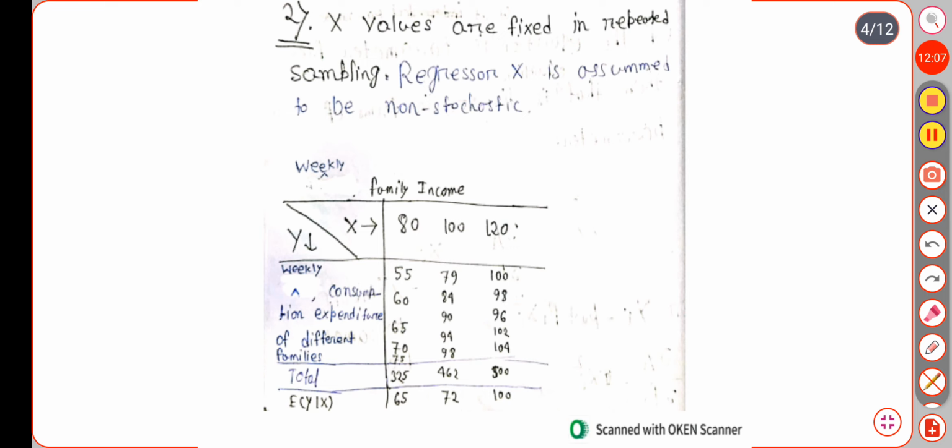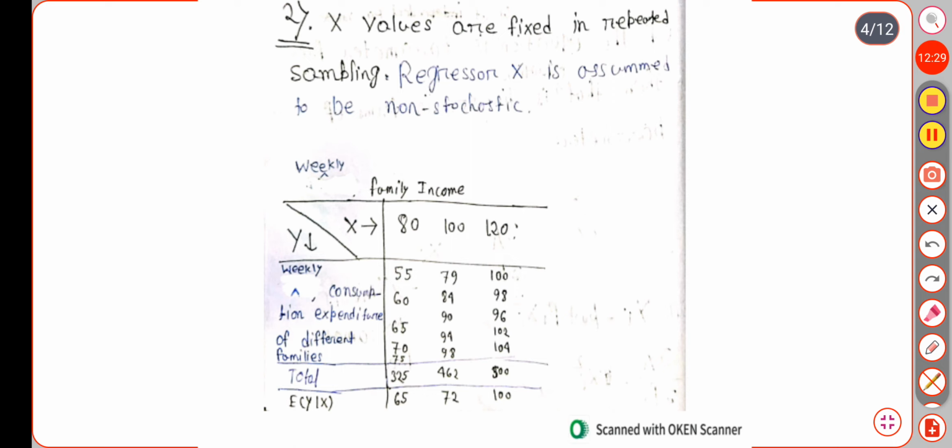Next group is the group of families having a family income of $100. What are their weekly consumption expenditures? Their weekly consumption expenditure for the sixth family is $79, for the seventh family is $84. In this way we can just carry on, right?